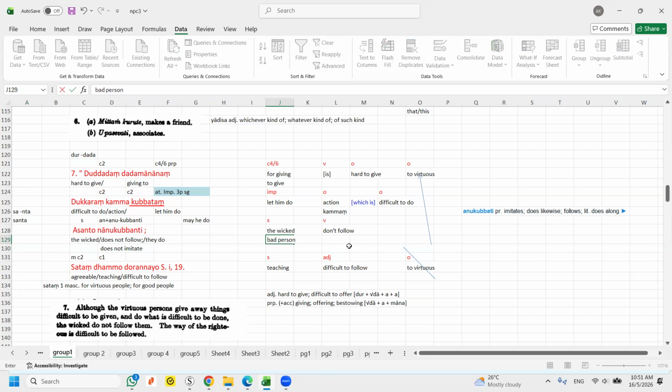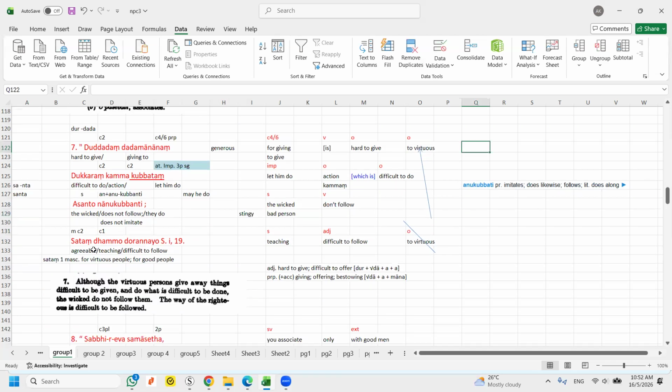A bad person does not follow. The bad person does not follow what? It's hard to give, that means stingy. That means a bad person is stingy. Technically, if you are stingy, we consider you a bad person. Stingy, and this is generous. Yeah, this is generous. Okay, right.